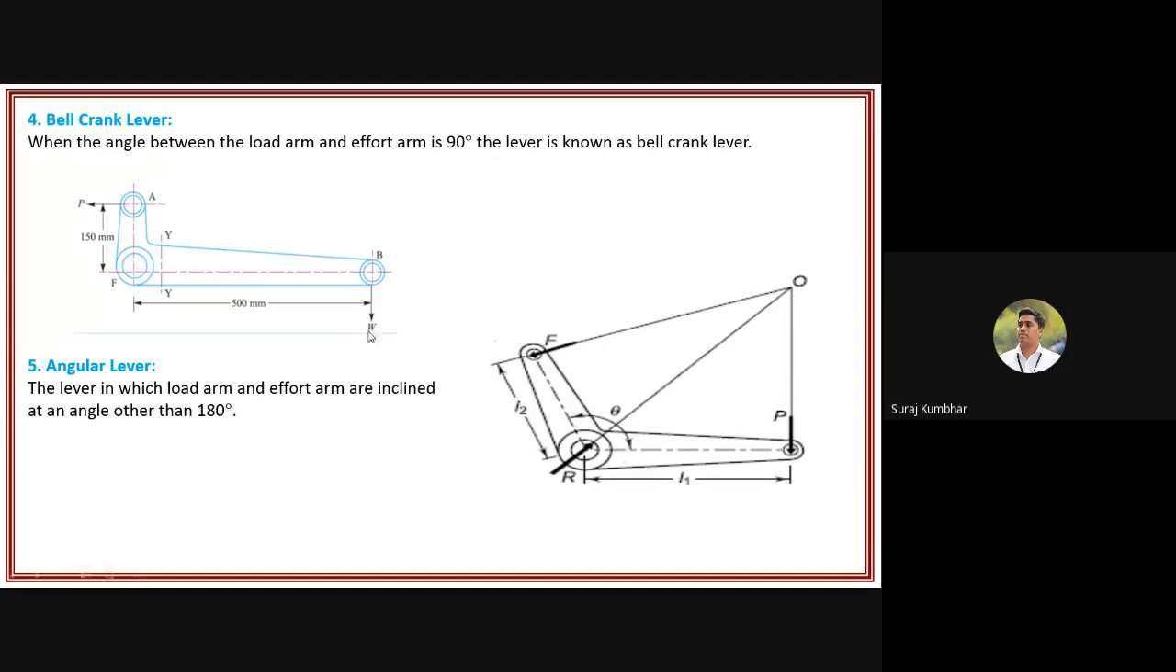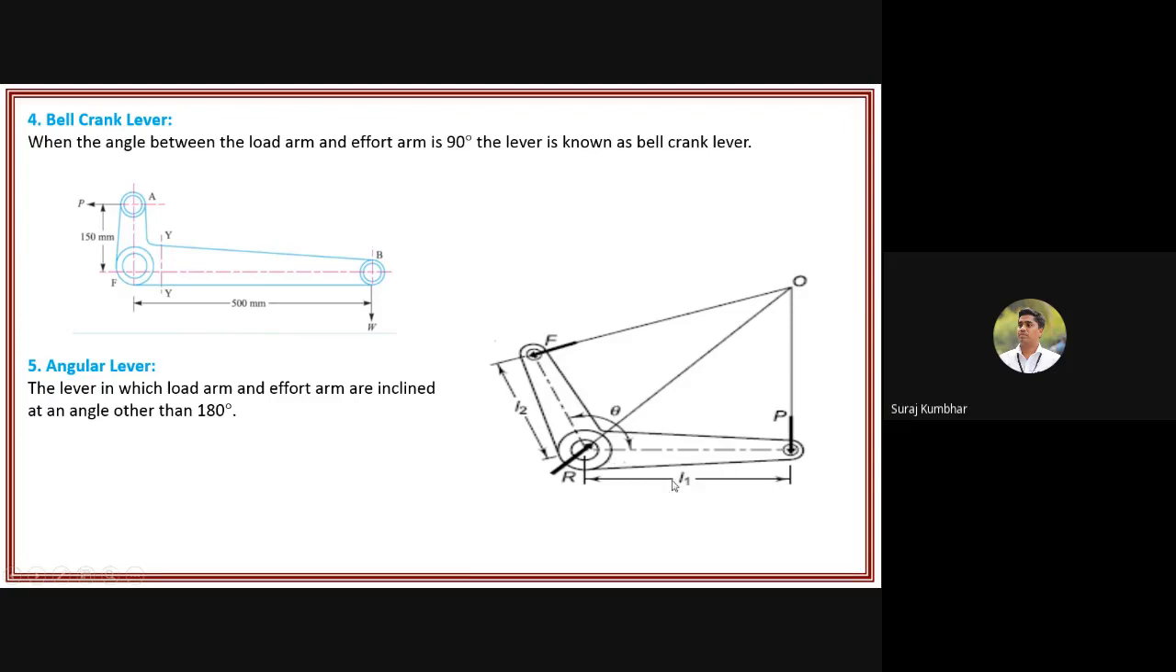Here it is. Here theta is greater than 90 degree. R is the fulcrum, that is, the reaction at the fulcrum. P is the effort, W is the load. This effort arm L1 and load arm L2, the angle between them is greater than 90 or other than 180 degree. In such cases it is called an angular lever.